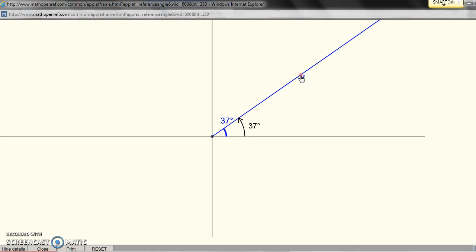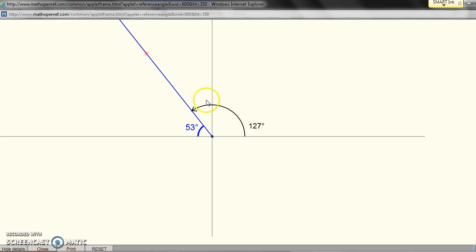And you're going to have an opportunity to play with this program here in just a minute. If I go ahead and drag this a little bit, still in the first quadrant, if my angle is 60 degrees, my reference angle is also 60 degrees. Okay. If I go over here to the second quadrant, I now have an angle that's 127 degrees. And interestingly, my reference angle is 53 degrees.